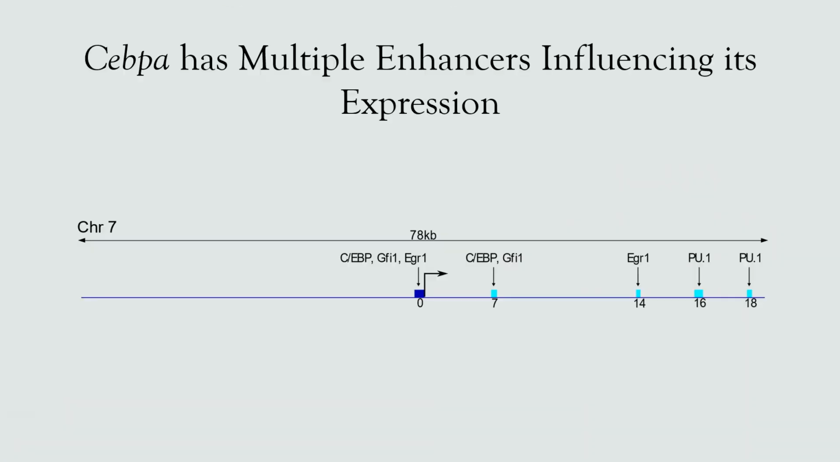Because of its importance in neutrophil development, we have been working on decoding the cis-regulatory architecture of CBP alpha during the macrophage-neutrophil differentiation. In doing so, us and others have identified several enhancers and potential binding TFs that drive the expression of CBP alpha, with enhancers 7, 16, and 18 being of particular interest.